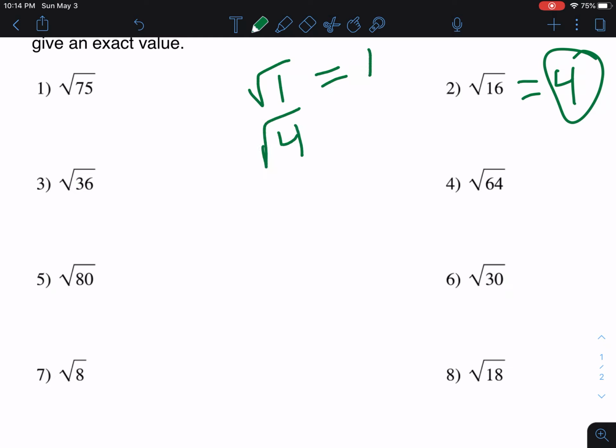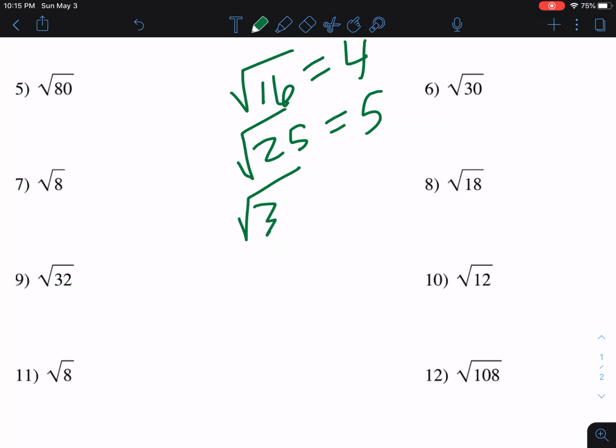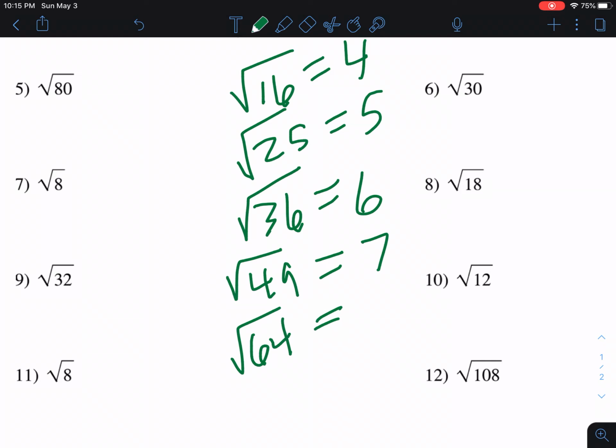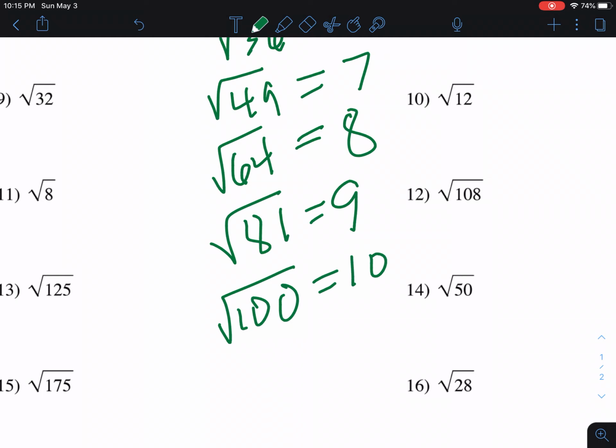Then the square root of 4 is 2. The square root of 9 is 3. The square root of 16 is 4. Square root of 25 is 5. Square root of 36 is 6. Square root of 49 is 7. Square root of 64 is 8. The square root of 81 is 9. Square root of 100 is 10.